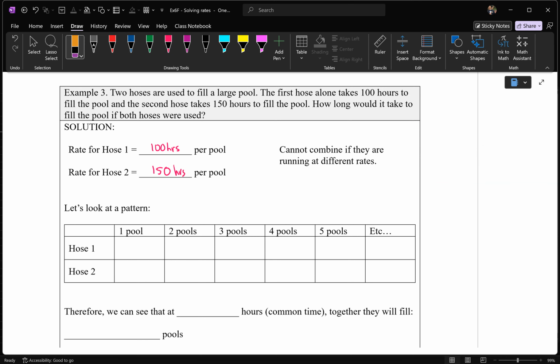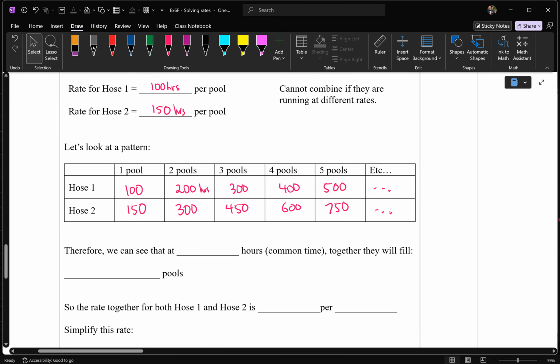So what we do is look at a pattern. If for one pool, hose 1 can do it in 100 hours, then for 2 pools it will take 200 hours, then 3 pools would be 300 hours, then 400, then 500, and so forth. That's the pattern for hose 1. Hose number 2 takes 150 hours to fill up one pool, then 300 hours for 2 pools, then 450 for 3 pools, then 600, then 750, and so forth.